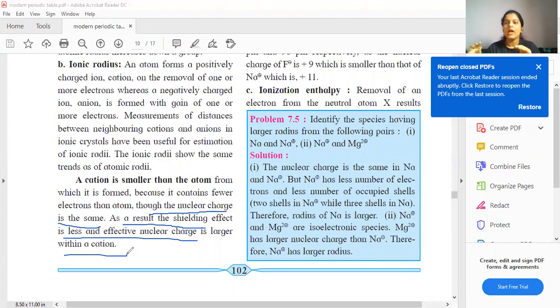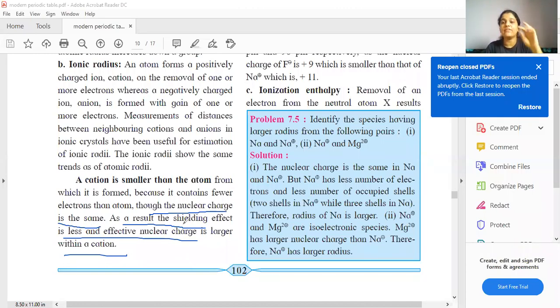shielding effect. If I am reducing the electrons, then the shielding effect will automatically reduce, right? Shielding effect is because of the electrons. I hope you are understanding this. And if shielding effect is less, that means effective nuclear charge is more. The nucleus can pull and hold the electrons better. Okay, fine. I hope you all are understanding this.